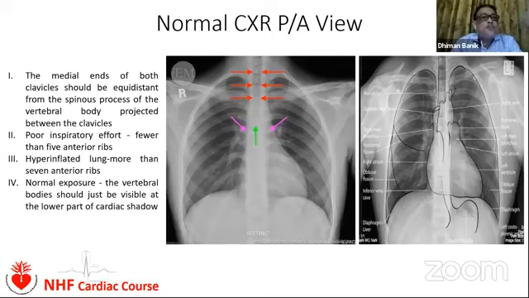The medial ends of both clavicles should be equidistant from the trachea, and it is defined by the point of the clavicle from the clavicular point, that is equidistance. If the fifth rib is in the PA view, then it is good inspiration; if not, then it is poor inspiratory effort. And if more than 7 anterior ribs are present, it is the hyperinflated lung. Normal exposure of a chest X-ray is said when the vertebral bodies are visible in the lower part of the chest radiograph.